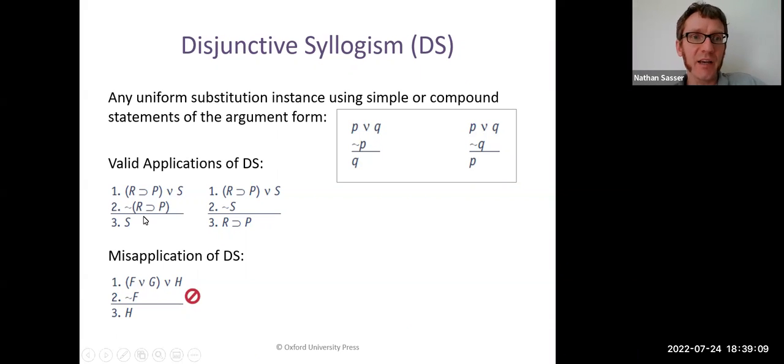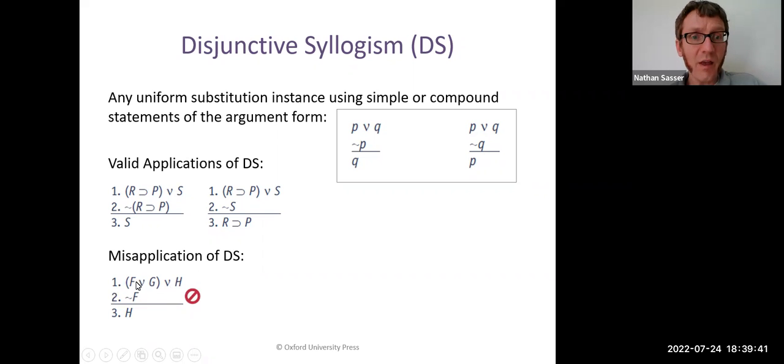All right, so here are valid applications. Premise 1, either if R then P or S. Well, it's not the case that if R then P, therefore S must be true. That's a valid disjunctive syllogism. Or you could run it the other way. Either if R then P or S. Well, it's not the case that S, therefore if R then P must be true. Here are ways to screw it up.